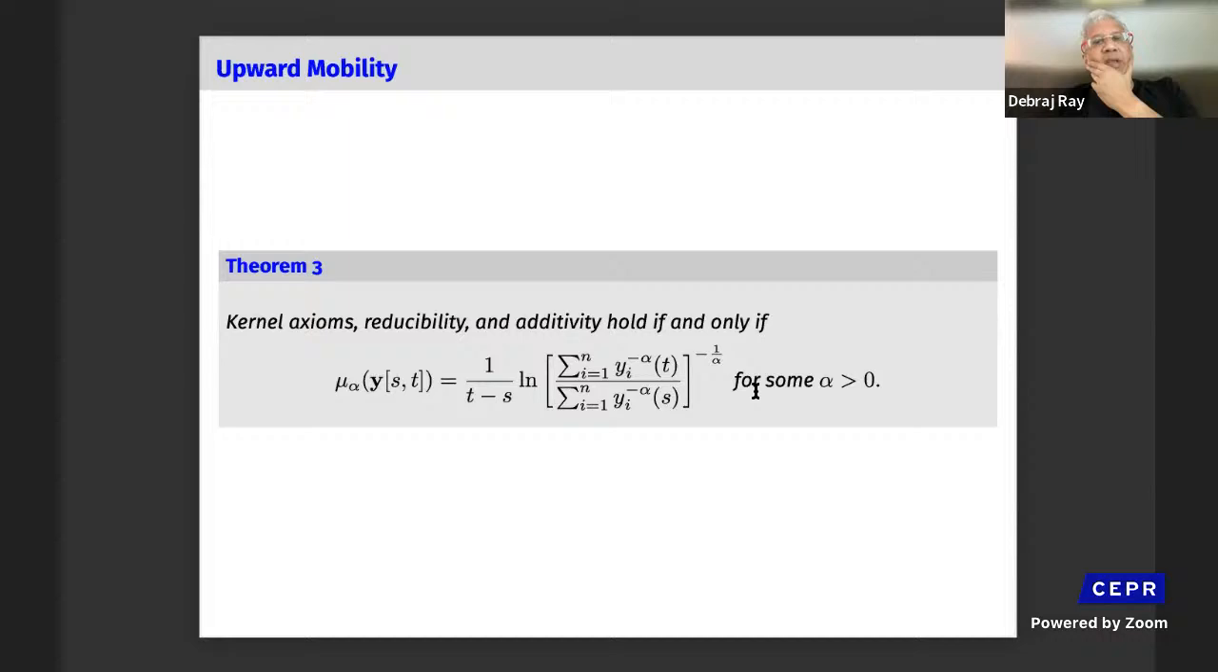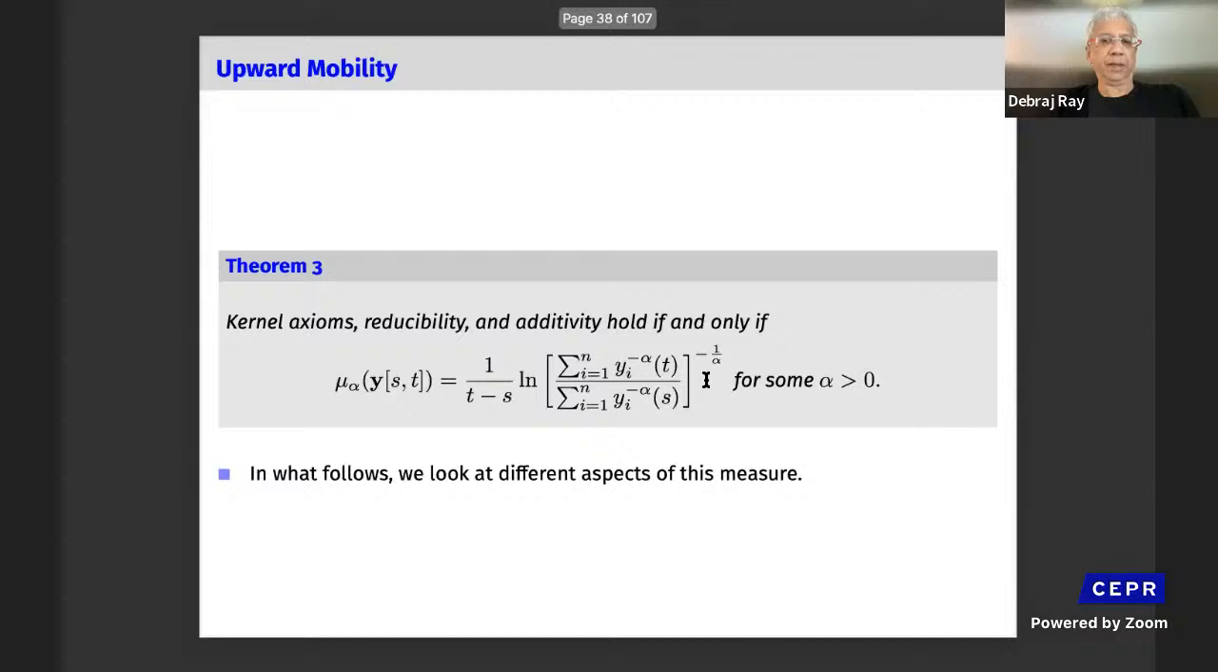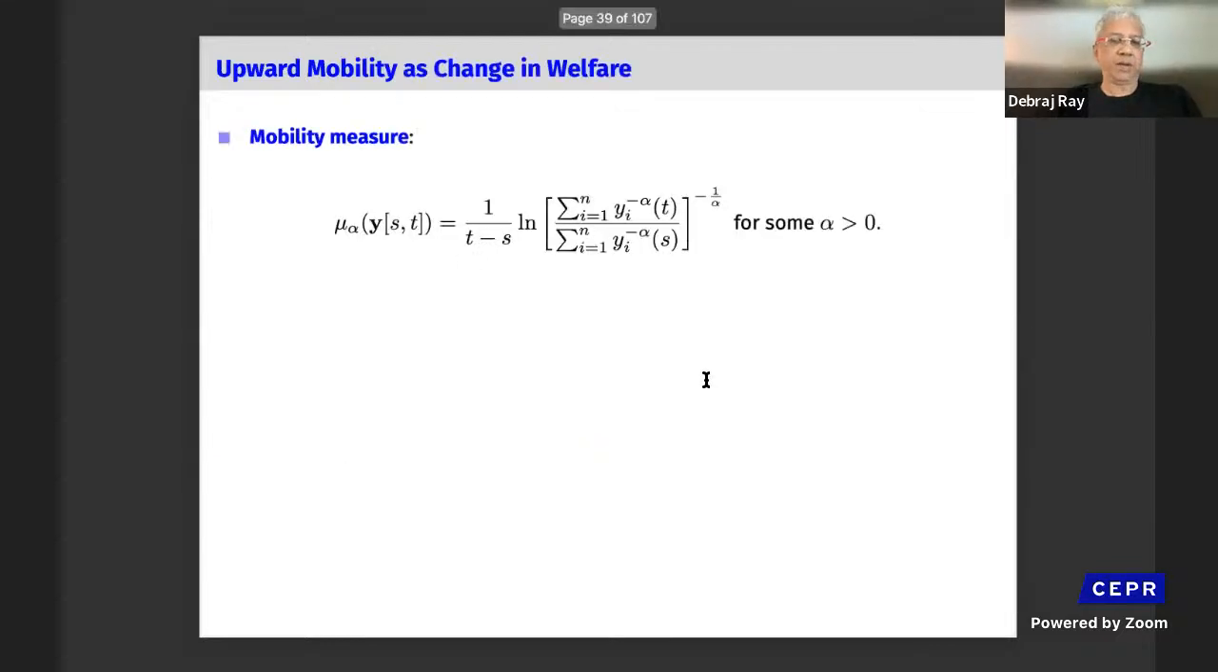And the third theorem says that the kernel axioms, which I wrote down before, the reducibility condition and the additivity condition, hold if and only if the mobility measure takes this form. For the rest of the talk, I'm going to explain what this form is and its implications. You don't have to worry about looking at it too hard for now, but essentially 1 over T minus S tells you it's an average, and it's an average of this object between any 2 points of time S and T. That's the main result that we are going to later on take to the data. In what follows, as I said, we're going to look at different aspects of this measure. I've written down the same mobility measure up there again.